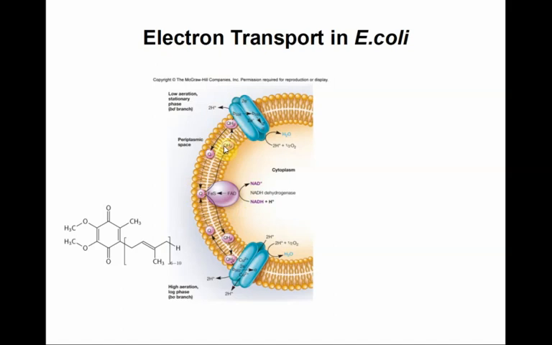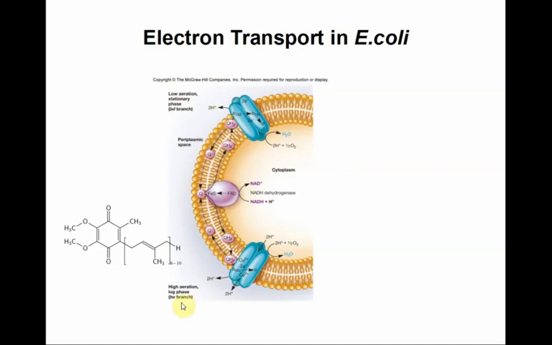Now, depending on how much oxygen is present, E. coli will either use the BD complex or the BO complex. So the BD complex is expressed when there's not very much oxygen available. So this has a high affinity for oxygen, but it doesn't actively transport protons.